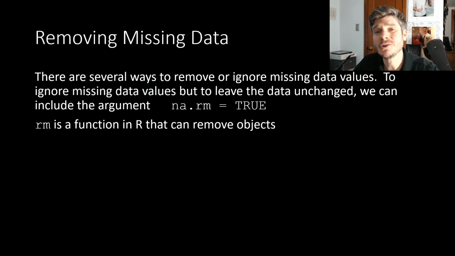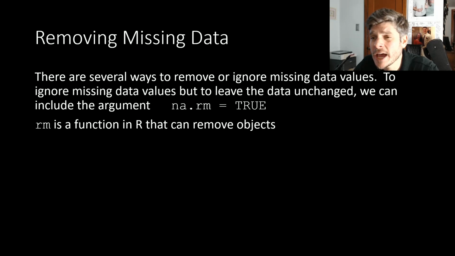All right, so how do we get rid of our missing data? Now, there are several ways to do this, and we're going to talk about a couple different scenarios here. But the easiest way to ignore missing data, in our functions at least, is to include this argument. So again, an argument is part of a function, something that we put inside the parentheses, but we would put this at the end separated with a comma, and it is na.rm, and we would set that equal to true.